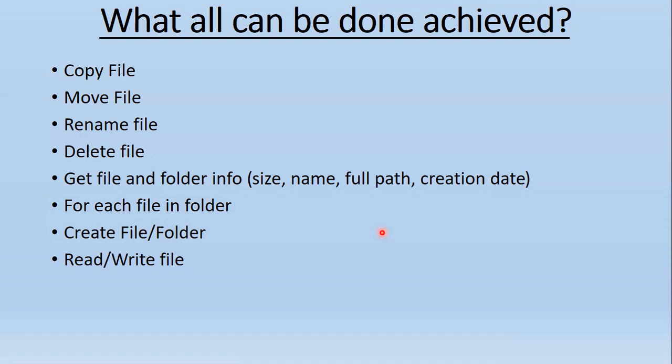Then we have for each file and folder, which is basically a looping activity. If you have thousands of files and you have to iterate over one file at a time, get certain information out of it, and accordingly take a call on what action has to be performed, in such scenarios the for each file in folder activity can be utilized. Then if you want to create a certain file or folder, there's a dedicated activity for it. If you want to read from a particular file or write into a particular file, a dedicated set of activities is there for that also.